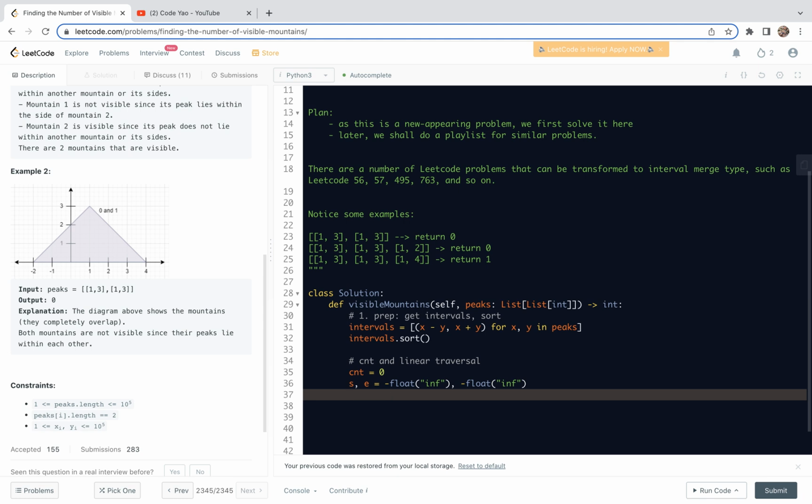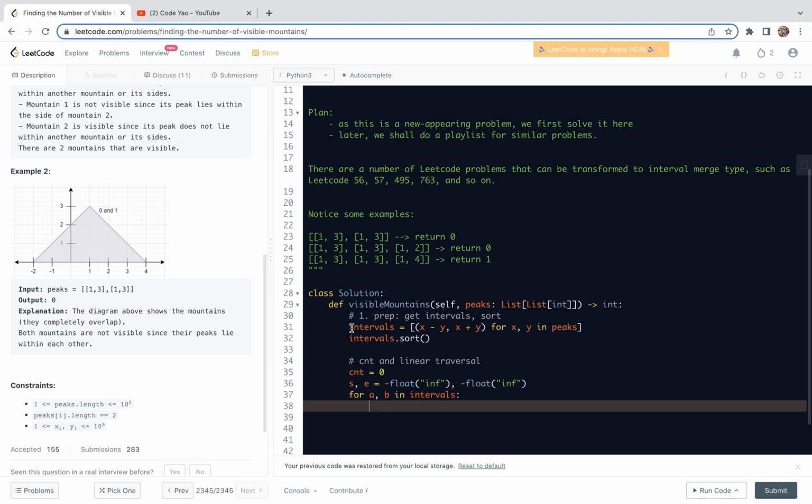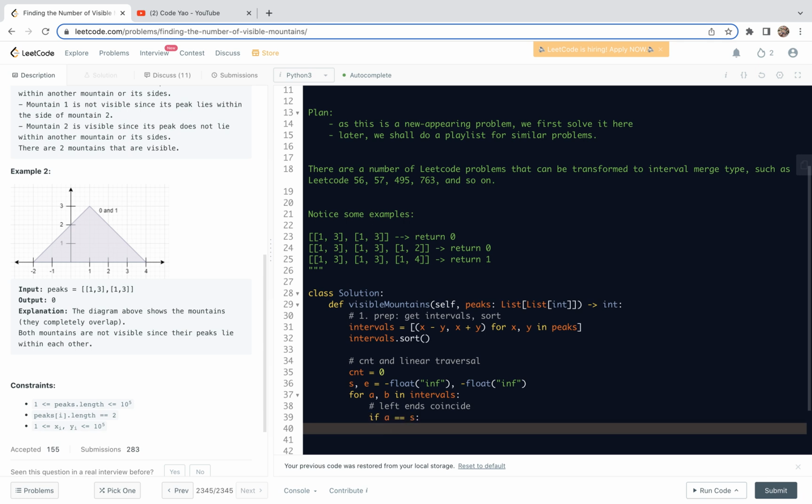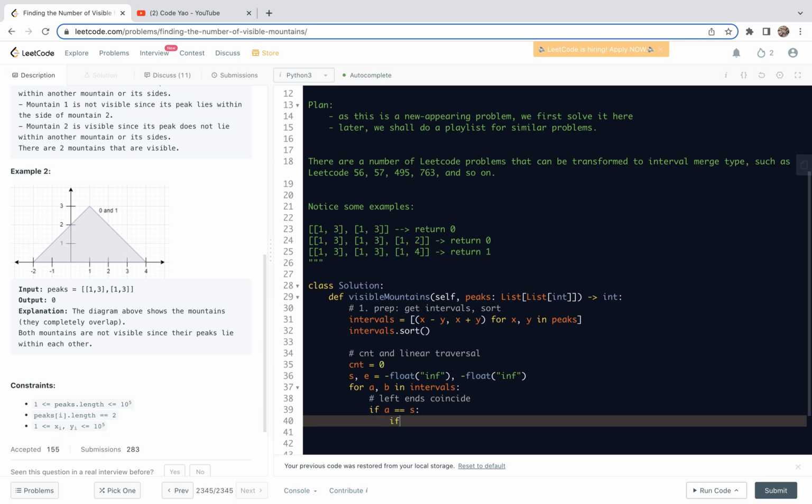And then we are ready to do the linear traversals for AB in intervals. Notice that the current intervals are already sorted. So I'm going to split into two cases covering the three cases we are demonstrating in the picture. So first is the left end of the interval coincide case. In other words, if A equals S. So in this case, we'll consider this one.